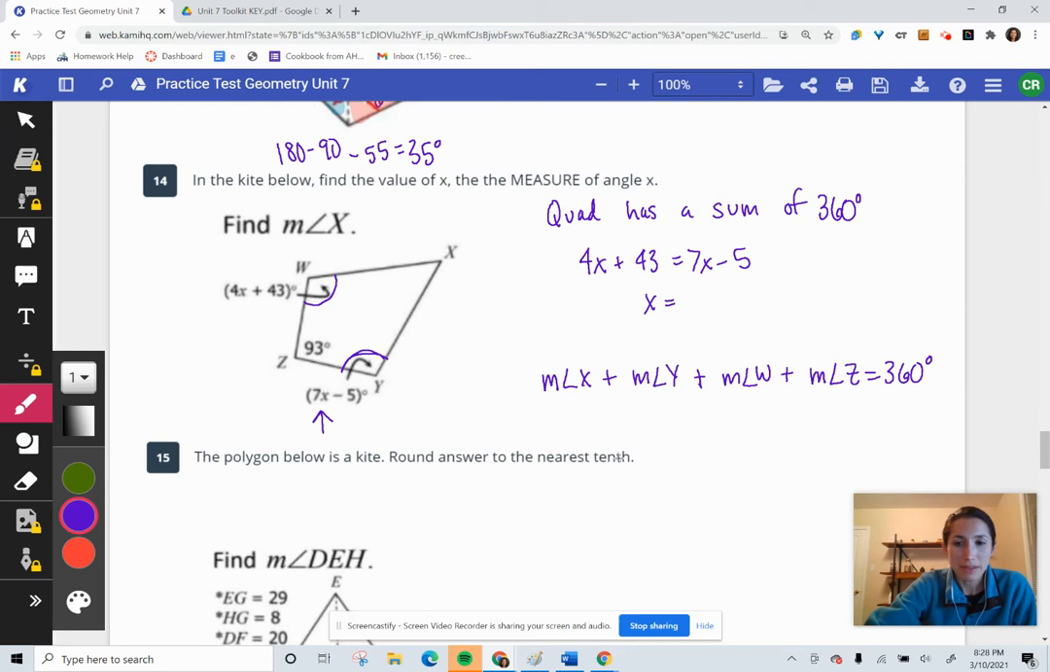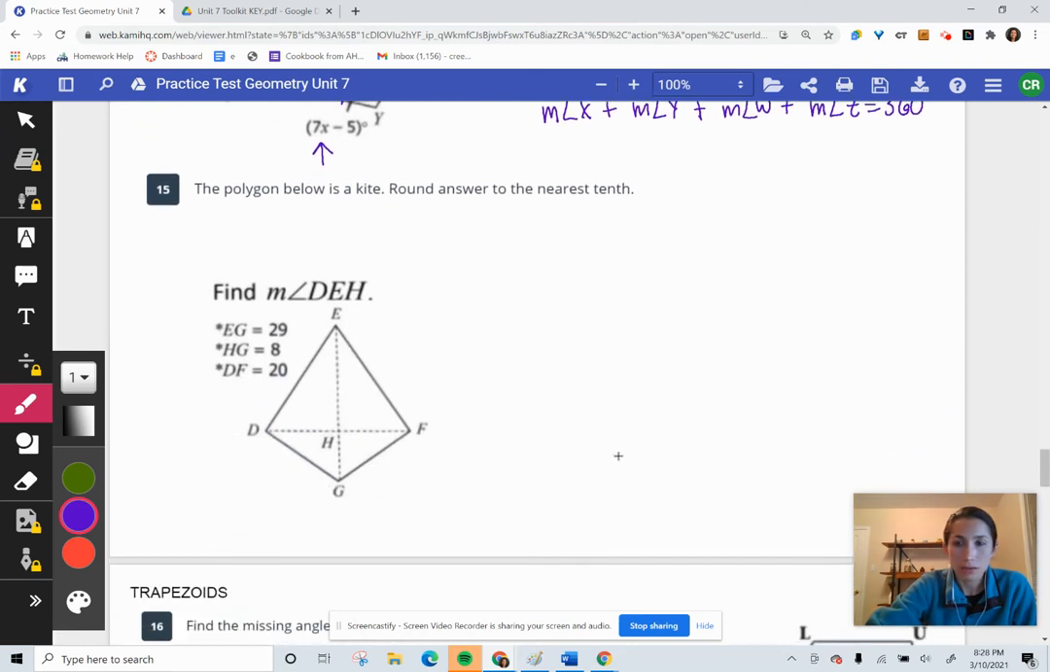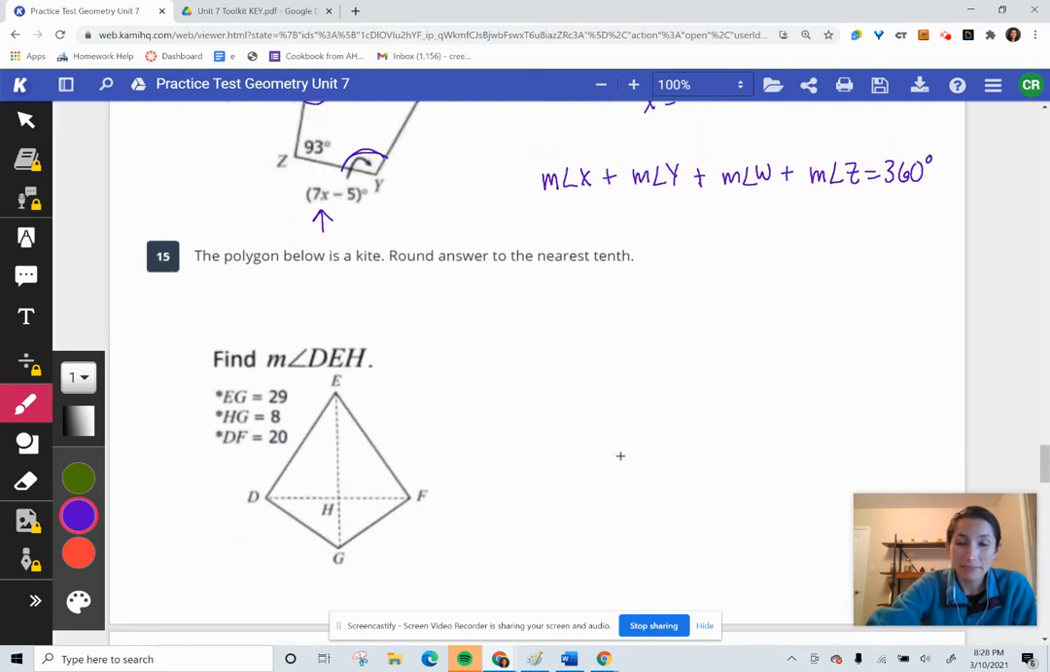Okay. And then lastly, we have a problem involving the sides of a kite here. So I'm going to add my right angle symbols in the middle, but diagonals are perpendicular. We know the length of EG, that's this entire side here, is 29. We know the length of HG, this piece here, is 8. So I've got this whole piece as 29. This part here is 8.